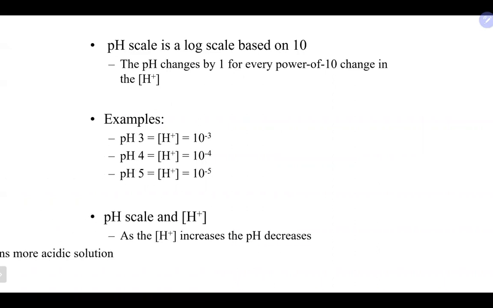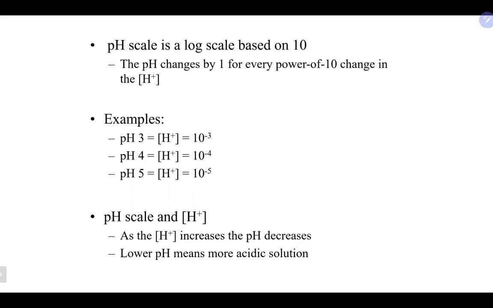So a reminder that the pH changes by 1 for every power of 10 change that you do. So 1 times 10 to the minus 3 is a pH of 3. 1 times 10 to the minus 4 is a pH of 4, and so forth. As the amount of free H plus increases, the solution gets more acidic, so the pH goes down. And vice versa, as the amount of H plus gets lower, that means that the pH gets higher.